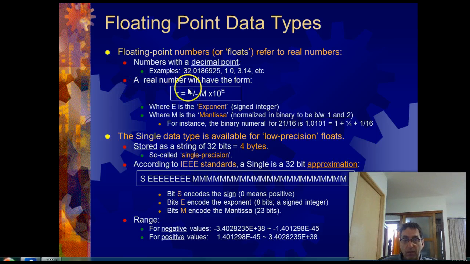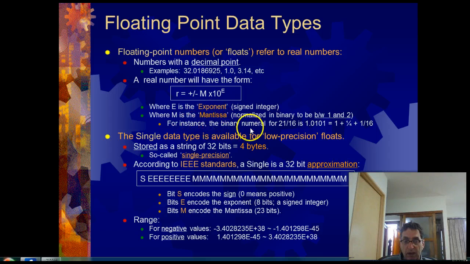We can express a real number as either plus or minus, and then a mantissa, which is the decimal representation of it, times 10 to the e, where e is the exponent, the power of 10, and it's a signed integer, so it's either positive or negative. And n is called the mantissa, normalized in binary to be between 1 and 2.